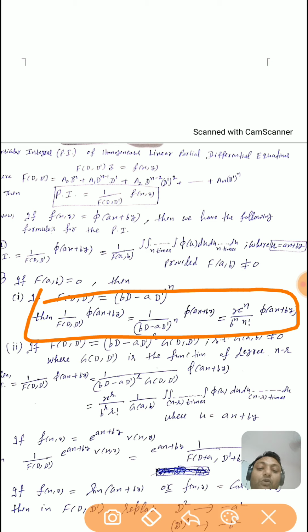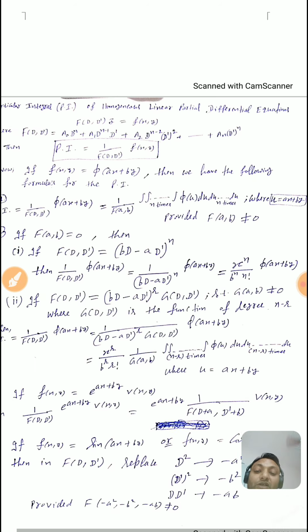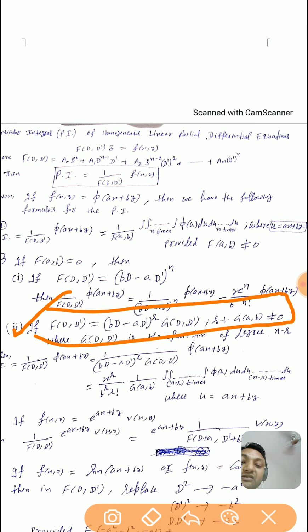We will do its proof also on the next page. And case 2, or we say subcase 2: if f(D, D') is equal to (bD - aD')^r into some function of D and D', that means f(D, D') has some roots of the form bD - aD' and others are not, then we may write f(D, D') is equal to (bD - aD')^r if r roots are of this form and n minus r roots are not of the form bD - aD', then we write it g(D, D').